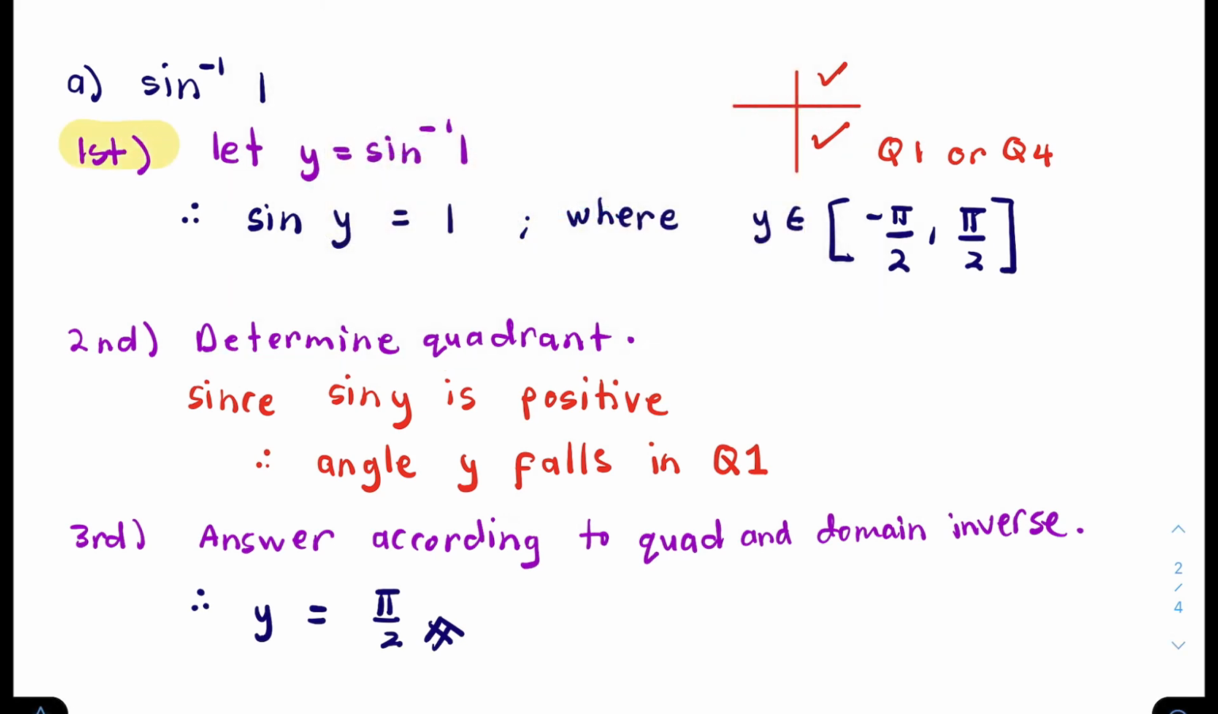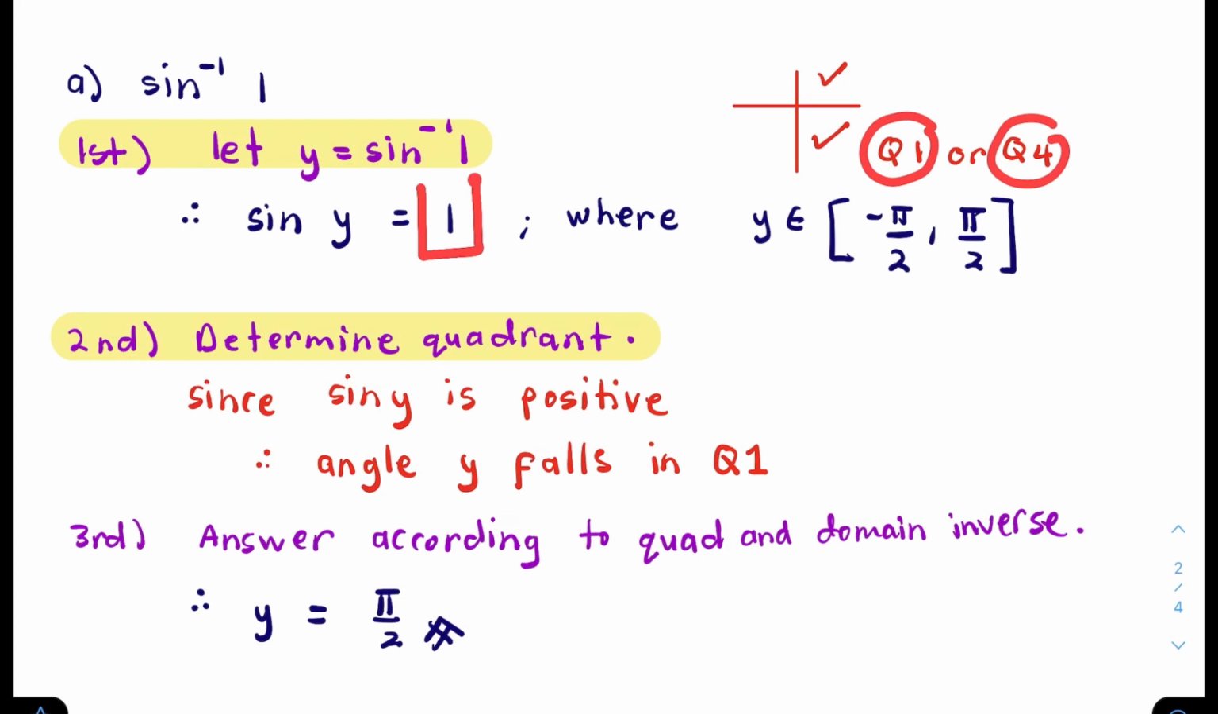First, you let Y equivalent to sine inverse, and then second, you determine the quadrant. Determining the quadrant means whether your angle will fall at quadrant 1 or quadrant 4. How do you look at it? You look at the range of your answer for sine Y. Sine Y over here is a positive value.